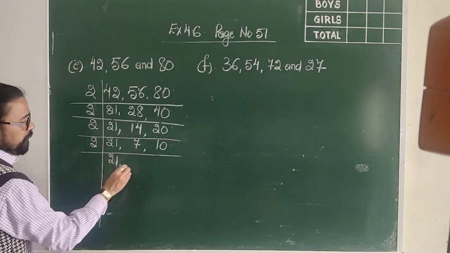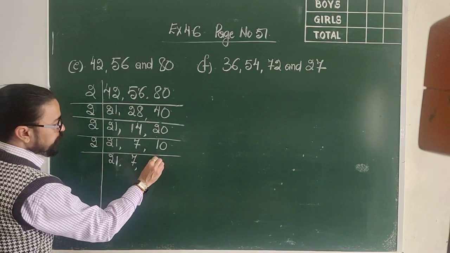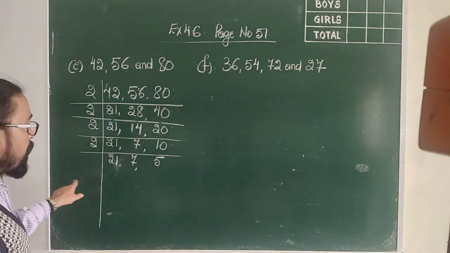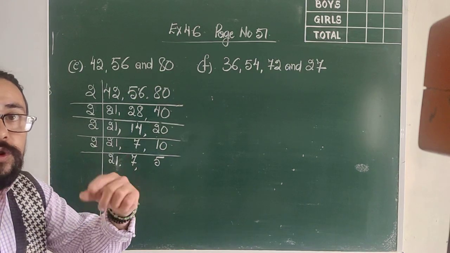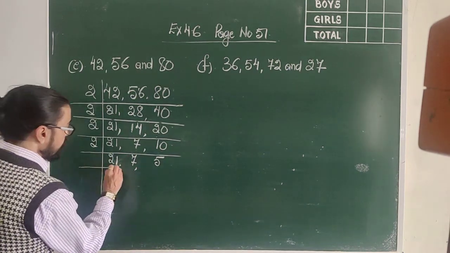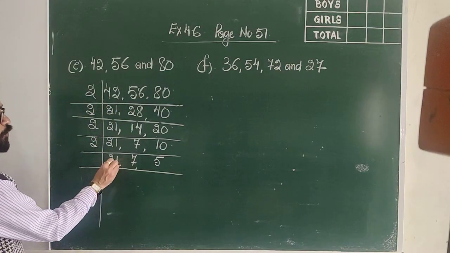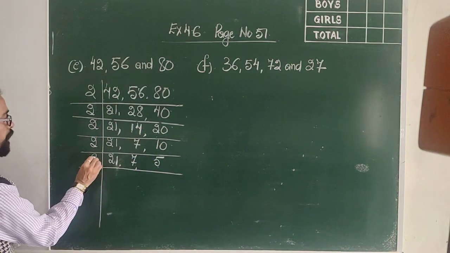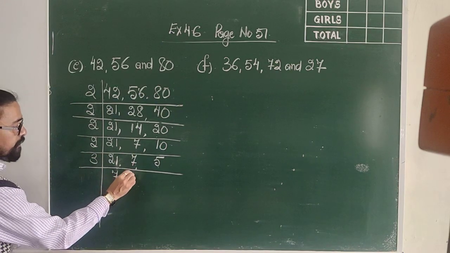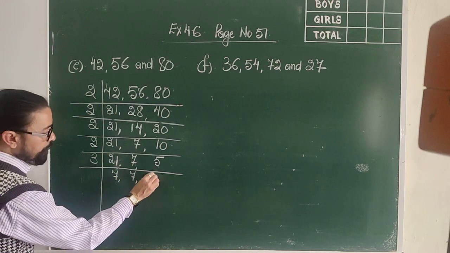21 comes down, 7 comes down, 2 fives are 10. Now none of them are divisible by 2. So I do not skip the prime numbers. Go to the next prime number, 3. Does 3 divide any of them? 3 divides 21, does not divide 7 and 5. So 7 and 5 are to be copied down. 3 sevens are 21, 7 copied down, 5 copied down.